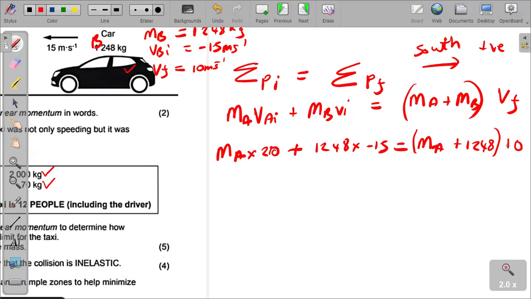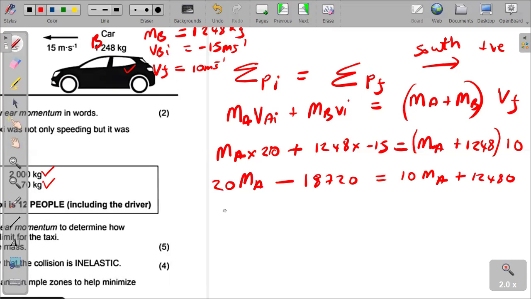So hence we can simplify. MA times 20, that's 20 MA, plus 1,248 times negative 15, so that becomes negative. Plus minus, obviously it's going to be negative 18,720. We just punch that on the calculator, right? Is equal to 10 times MA, we get 10 MA, and 1,248 times 10, we get 12,480, right?